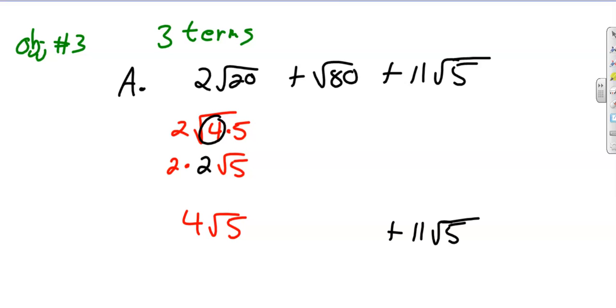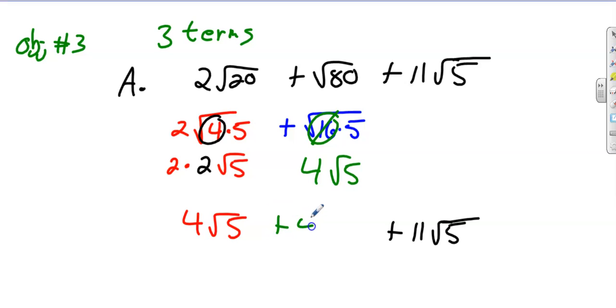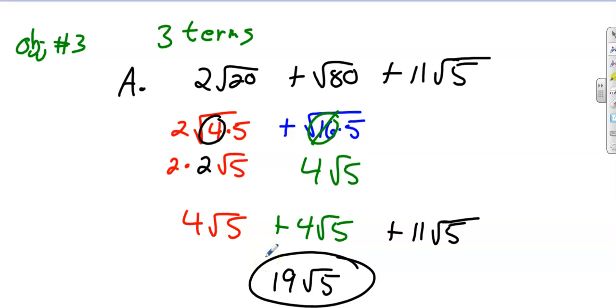Square root of 80, again, think about a 5 for that part: 16 times 5. Well, square root of 16 is 4. So that's another 4 square root of 5. Okay, so when you take those 3 and break them down, they're all square root of 5. So now you can go back and do 4 plus 4, which is 8. 8 plus 11 makes that 19 square root of 5.